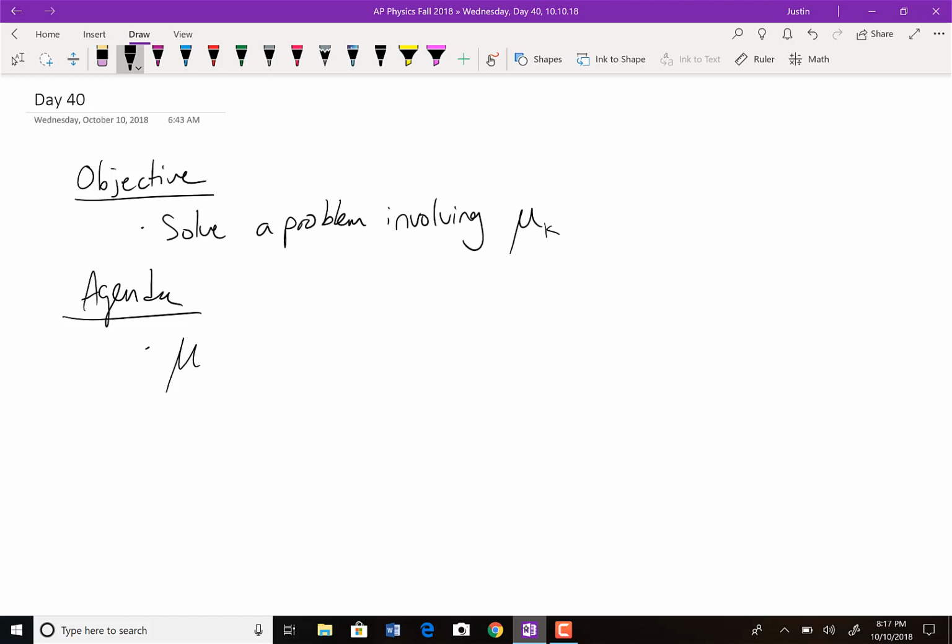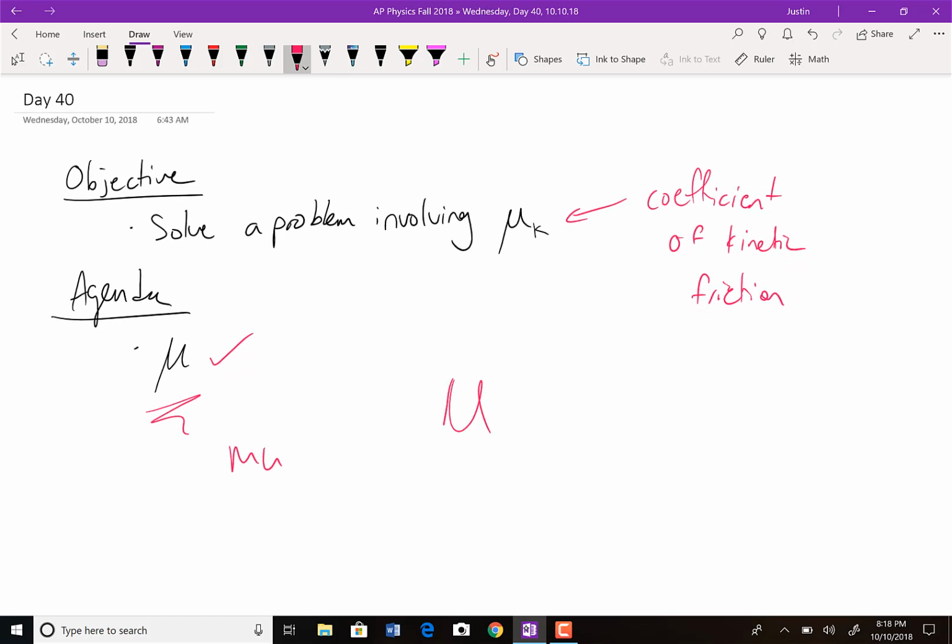Today what we are doing right now is solving a problem involving mu k, the coefficient of kinetic friction. I'm going to further define some of this coefficient stuff, but then I'm also going to solve a problem involving mu, the coefficient of kinetic friction. It's like a U with a bit of a flare at the end. So that's what mu looks like.